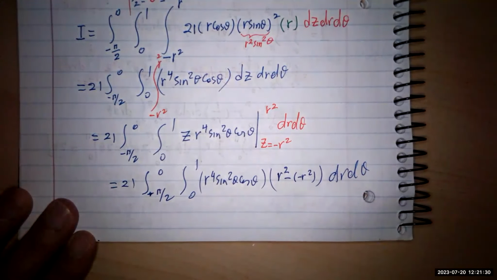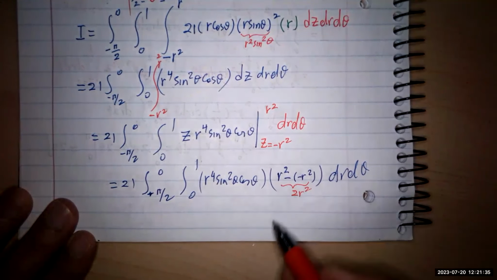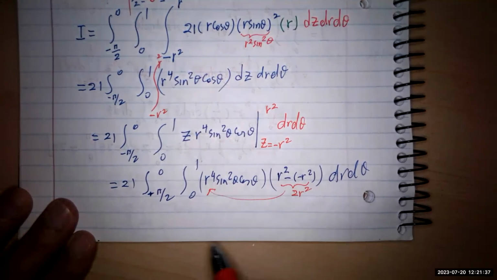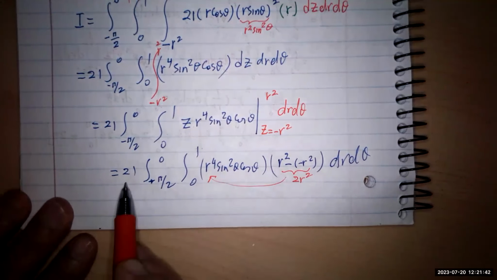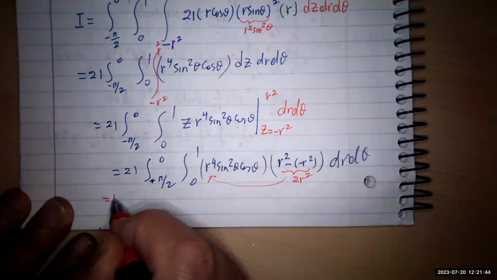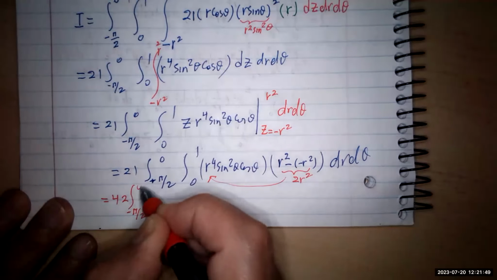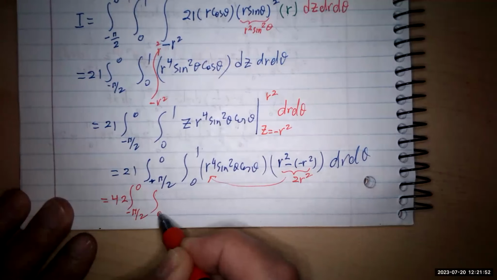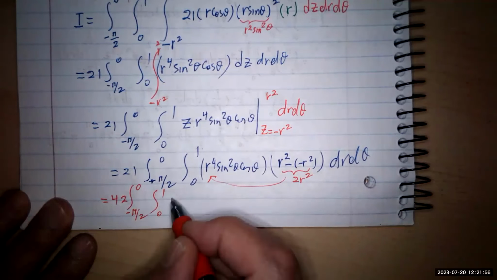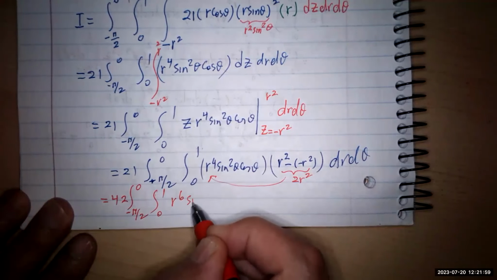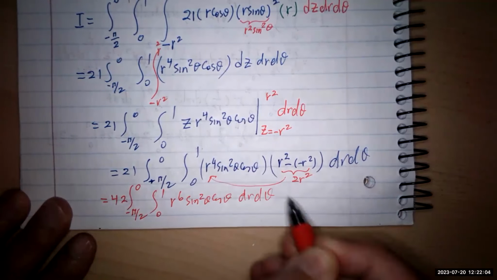Then these two would be 2r squared, and you multiply by r to the fourth. So that gives you 2r to the 6. I multiply the 2 by 21, make this one into 42. So the integral from negative pi half to 0, integral from 0 to 1. Okay, now I have r to the 6, r to the 6 sine square of theta, cosine of theta, then the dr d theta.